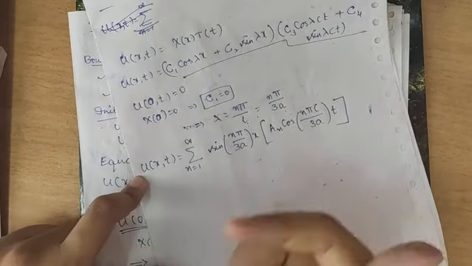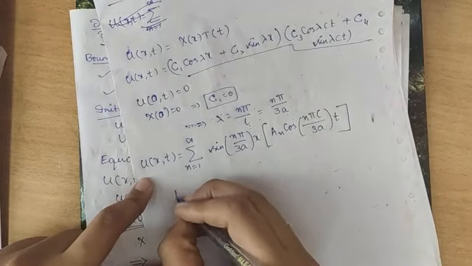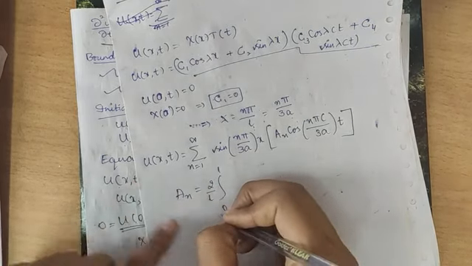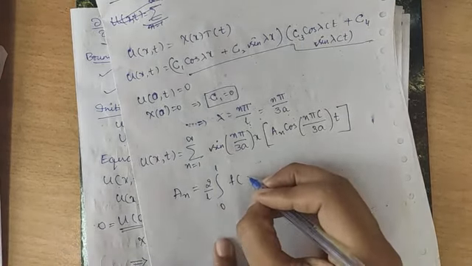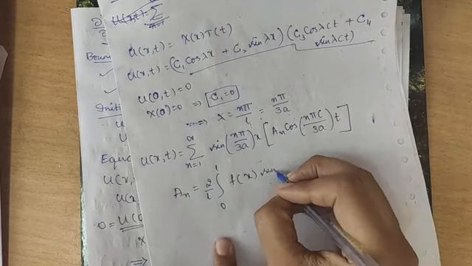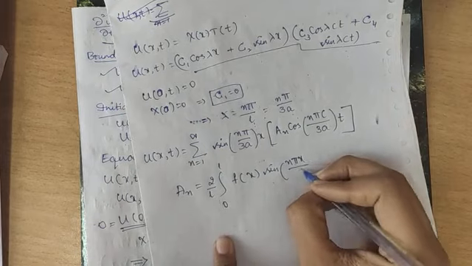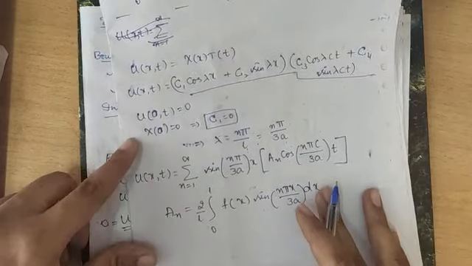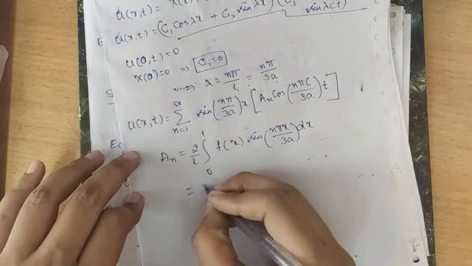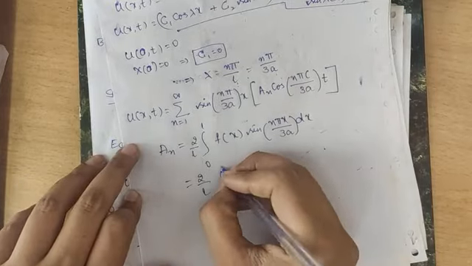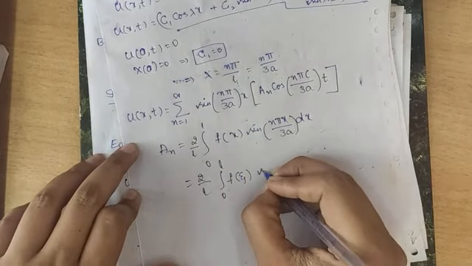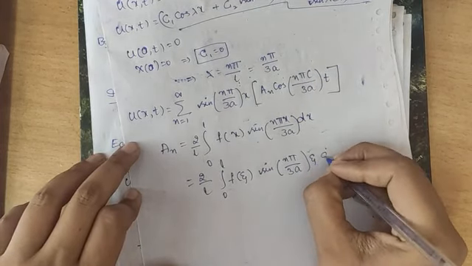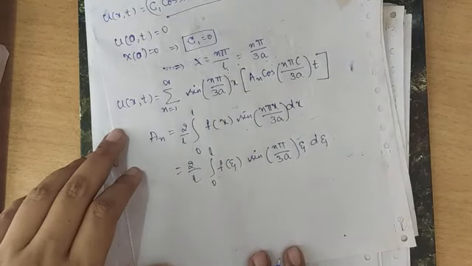Since a_n is a Fourier sine series, I know the formula of a_n, that is 2 by L integral over 0 to L f(x) into sin(n pi x by 3a) dx. There are so many f(x) here, so let's not get confused with that. I will take x as xi, f(xi) sin(n pi by 3a into xi) into d xi.